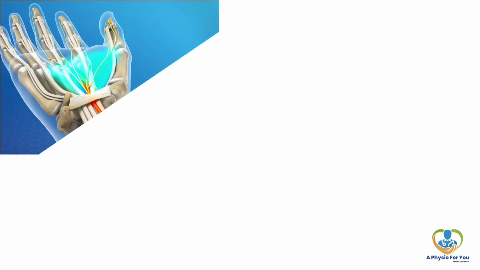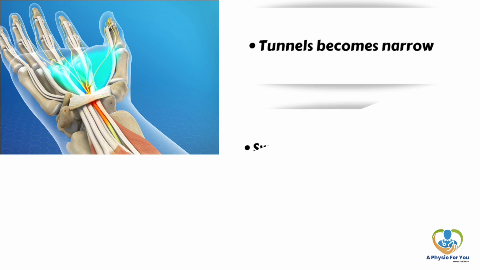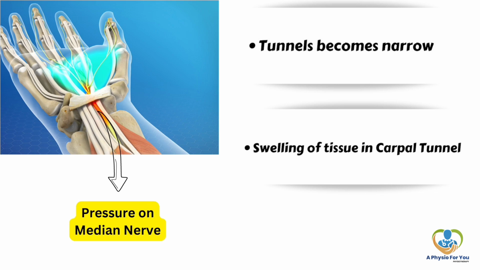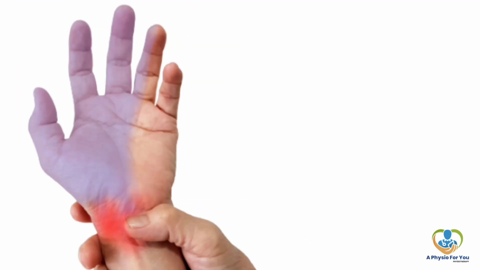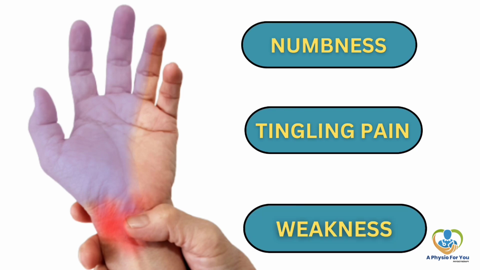Carpal tunnel syndrome occurs when the tunnel becomes narrow and there is swelling of the tissue in the carpal tunnel, putting pressure on the median nerve and reducing its blood supply. This abnormal pressure on the median nerve can result in numbness, tingling, pain, and weakness in the hand.